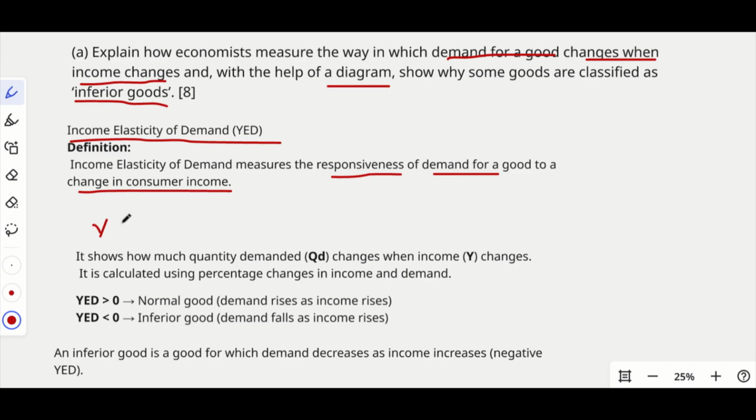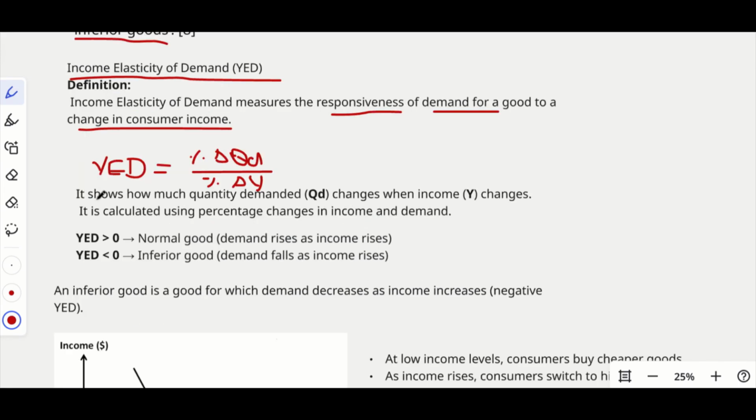It is YED, right? Income elasticity of demand is equal to the percentage change in quantity demanded divided by the percentage change in income. So let's write it as delta I. It shows how much quantity demanded changes when income changes. That is delta QD by delta I. And it is calculated using the percentage change in income and demand.